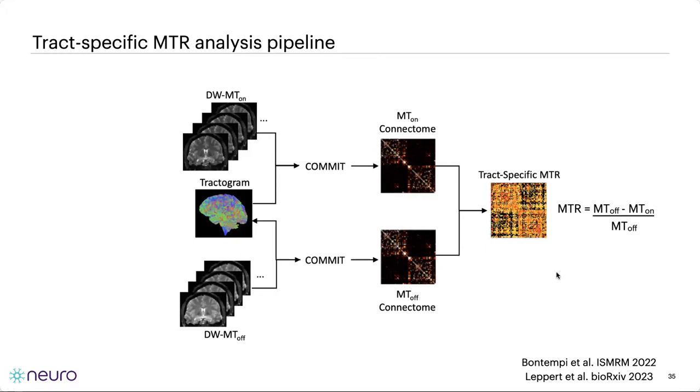Okay, so we used this and applied it to first our MT-on data, then we applied it to our MT-off data using the same set of streamlines that we reconstructed first using tractography. So then we'll get two connectivity matrices. In the first, it's the amount of signal attributed to each tract in the MT-on, and the amount of signal contributed to each tract in the MT-off. And then at the connectivity matrix level, we compute the MTR, so the magnetization transfer ratio of each tract specific, okay?